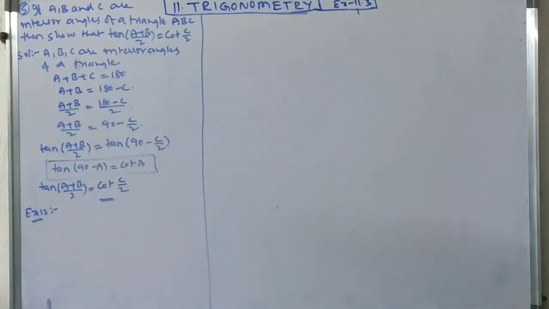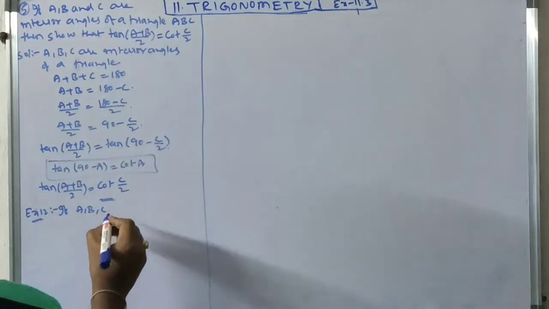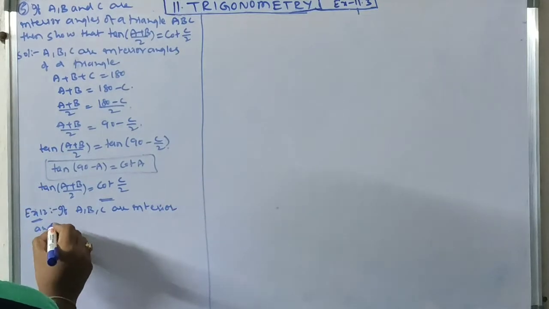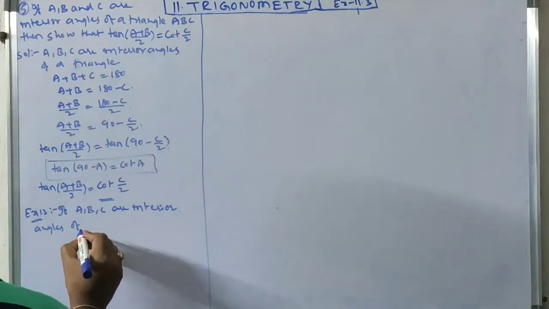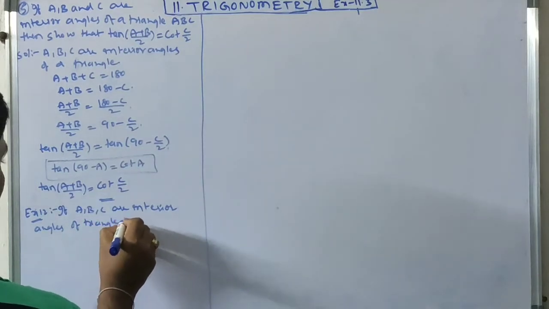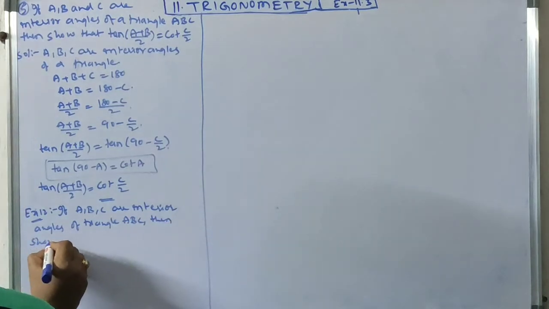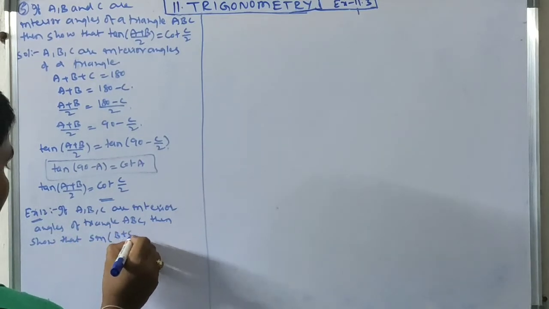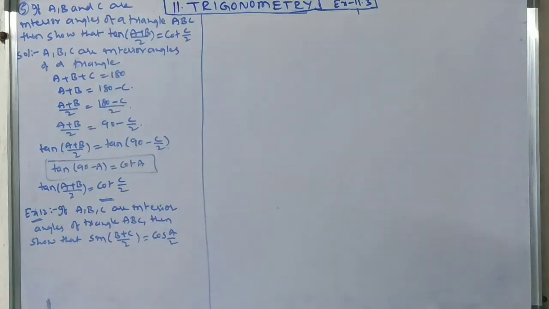So example 12 is, if A, B, C are interior angles of a triangle ABC, then show that sin of (B plus C) by 2 equal to cos A by 2. Okay, solution.